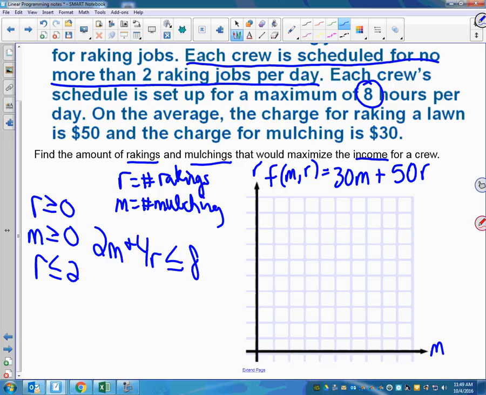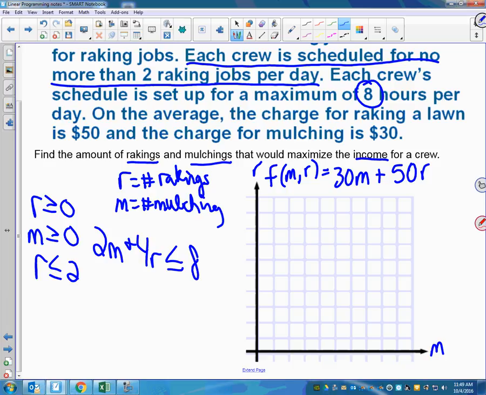Last hour, I did this exact same thing, only I wrote 4M plus 2R, and no one stopped me. Like I said, 4 hours for mulching jobs and 2 hours for raking jobs, which led to the wrong answer. And that's what Chandler was talking to me about when your class started. That's why I messed up, because I interchanged the numbers.